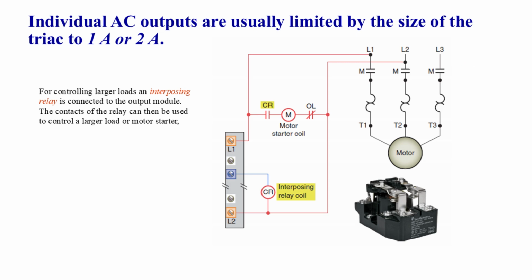This arrangement allows a small, low-power PLC output to indirectly control a much larger load by using the relay as a middleman. The PLC only has to energize the relay coil, while the relay handles switching the heavy current required by the motor. The main takeaway here is that interposing relays are essential whenever the output current demand of a load exceeds the capacity of the PLC's triac output.